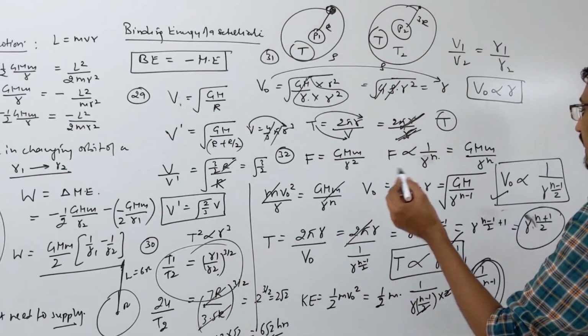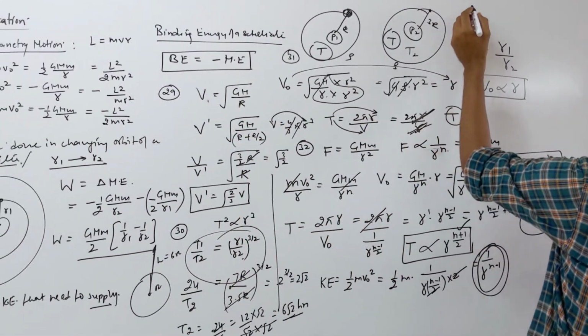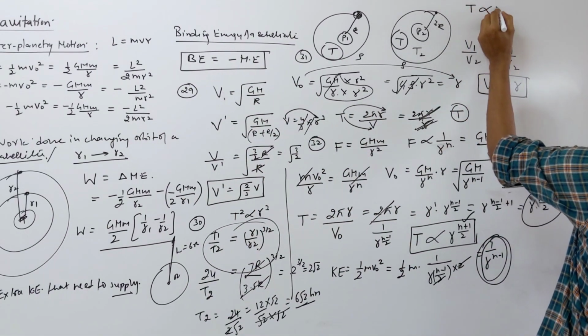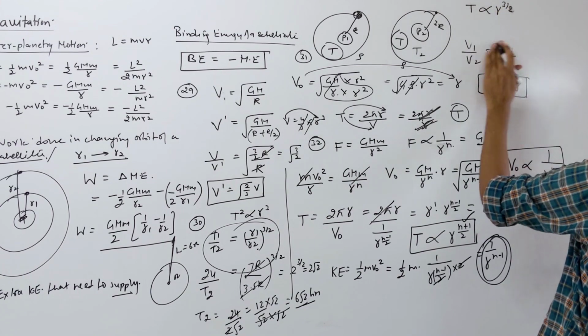Look at how radius and time are related. Let me write it again. Time is proportional to r power 3 by 2. This is given.